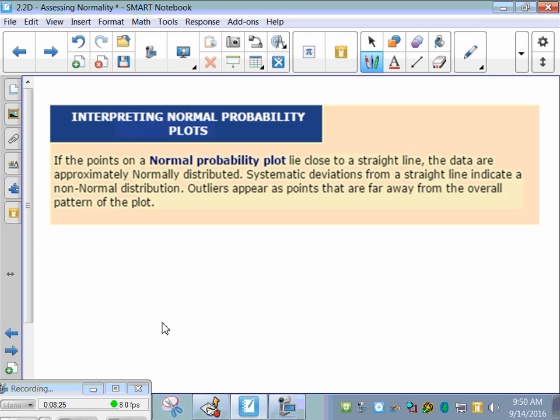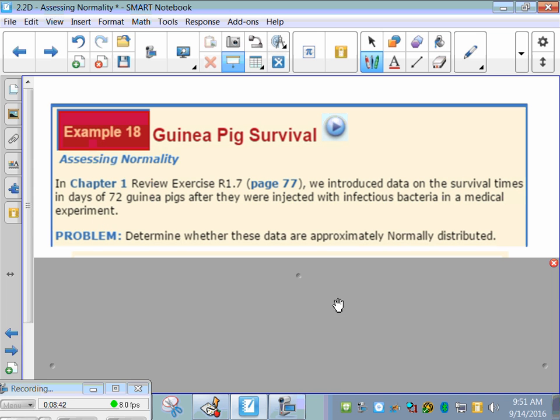So let's read this real quick. If the points on a normal probability plot lie close to a straight line, the data are approximately normally distributed. Systematic deviations from a straight line indicate a non-normal distribution. Outliers appear as points that are far away from the overall pattern. So here's one that's not going to turn out normal.